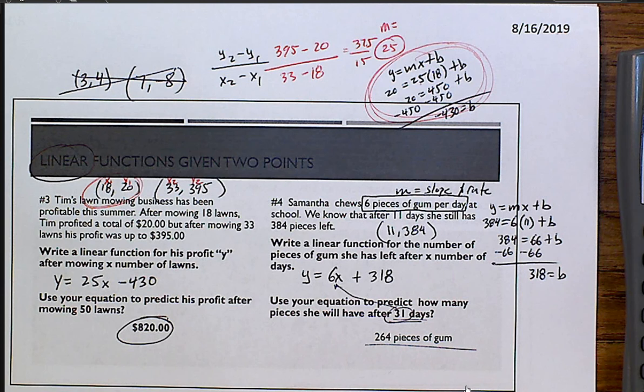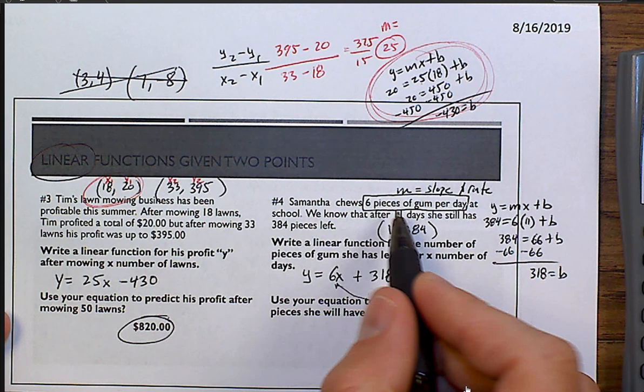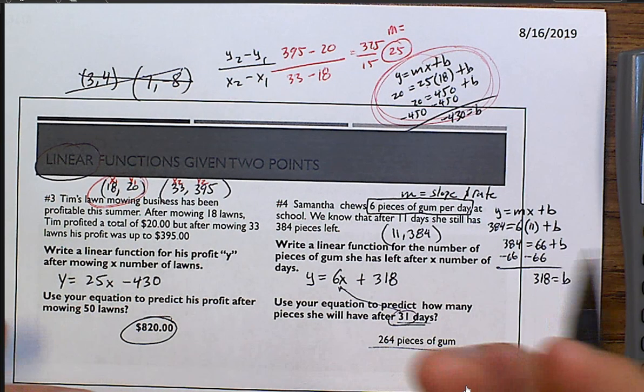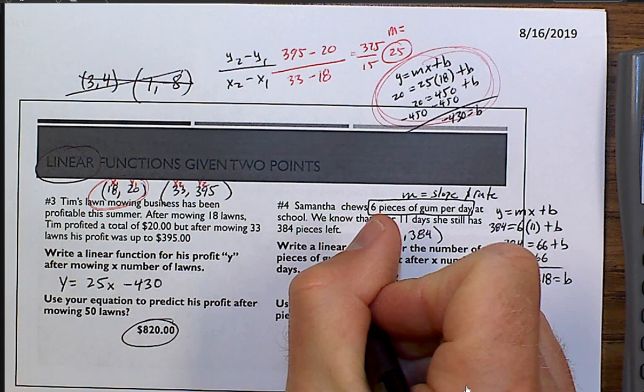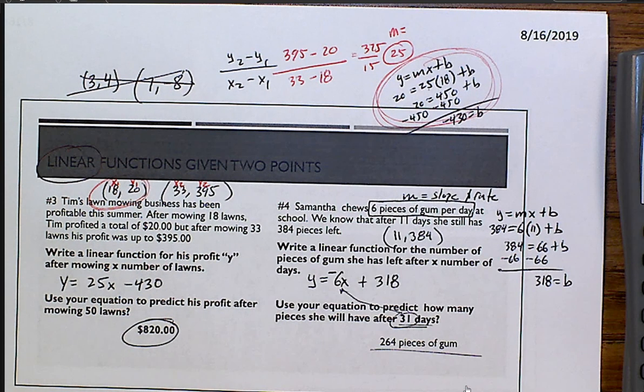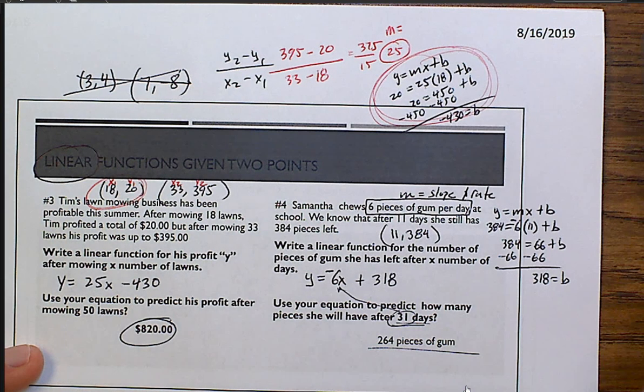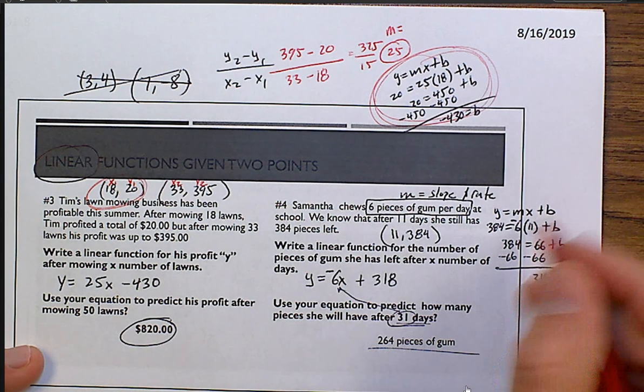384 left. Let's see here. Oh, I know what I just did. Okay, she is chewing 6 pieces of gum per day, which means the gum is being subtracted. Duh. So that should be a minus sign right there instead of a positive 6. We're not adding 6 pieces of gum to the total. We're subtracting 6 pieces of gum from the total. So let me go back here then, make that correction real quick. I knew I messed something up there. So that should be a negative 66 there.